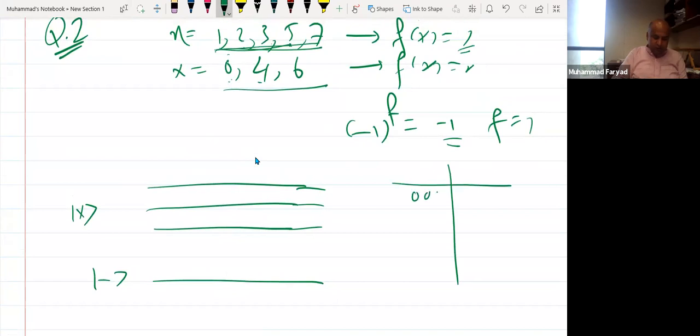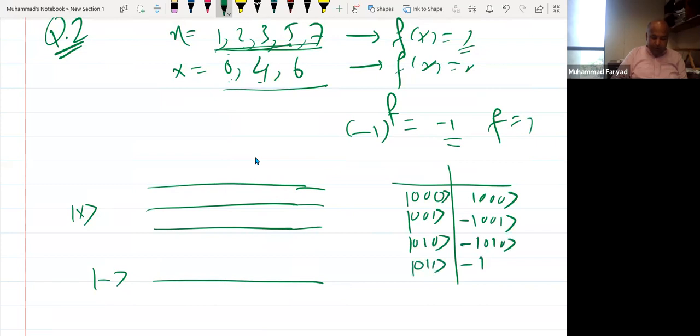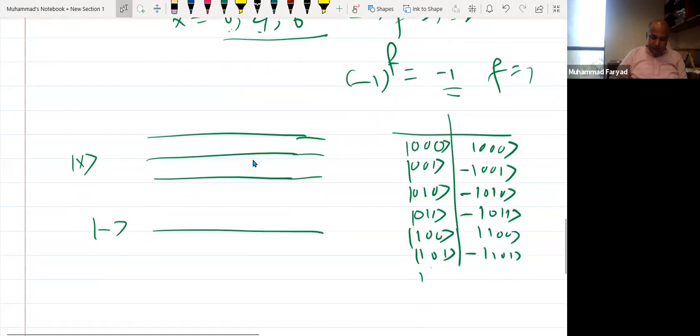So if the input is 0, 0, 0, I require here 0, 0, 0. If the input is 0, 0, 1, we require here minus 0, 0, 1. If the input is 0, 1, 0, it's 2. We again require a minus sign. If it is 3, we still require a minus sign. And if it is 4, we require a plus sign. And if it is 5, again require a minus sign. And if it is 6, we want it as it is. And if it is 7, we want the minus sign.